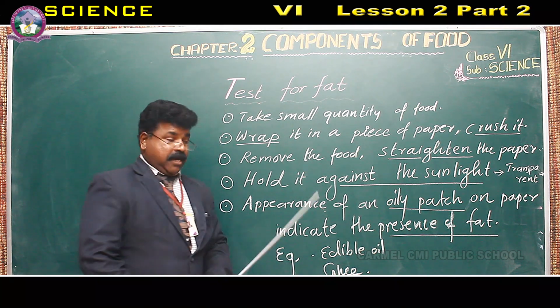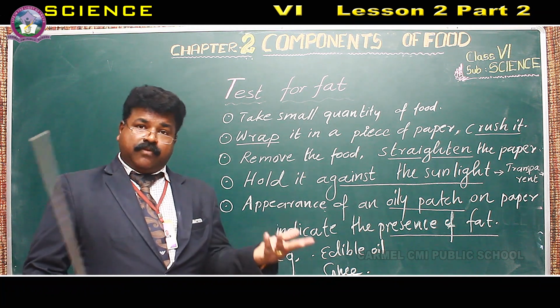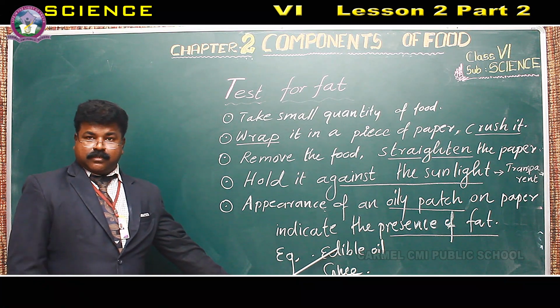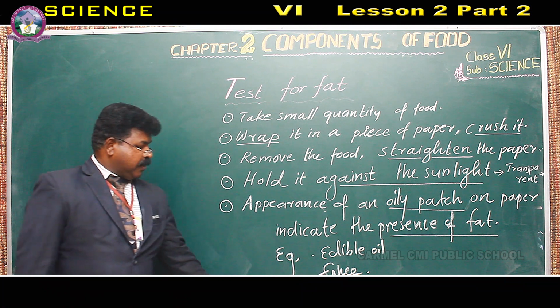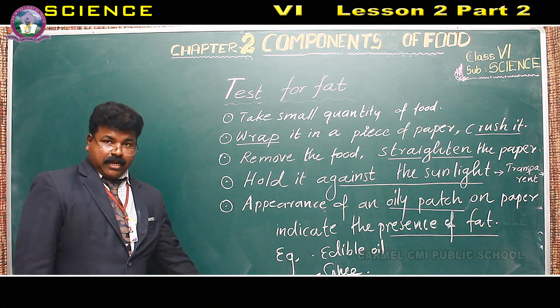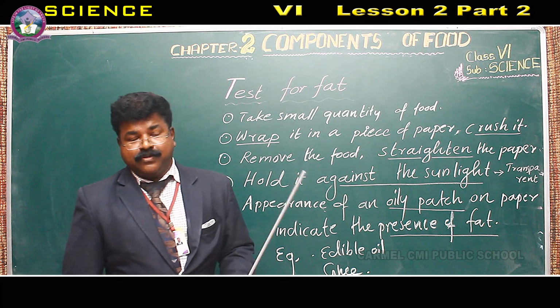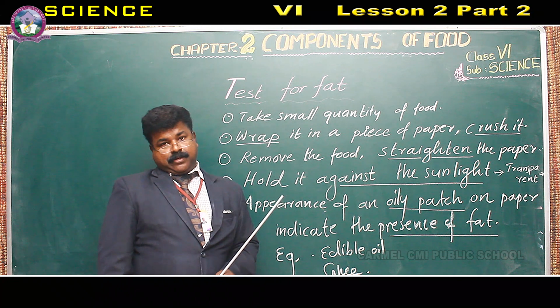For this test, we can take any food sample. But if you are taking some groundnut seeds, or any oil seeds, or applying some ghee-containing food items on the paper, you will be able to see the transparent area on the sheet of paper very clearly.